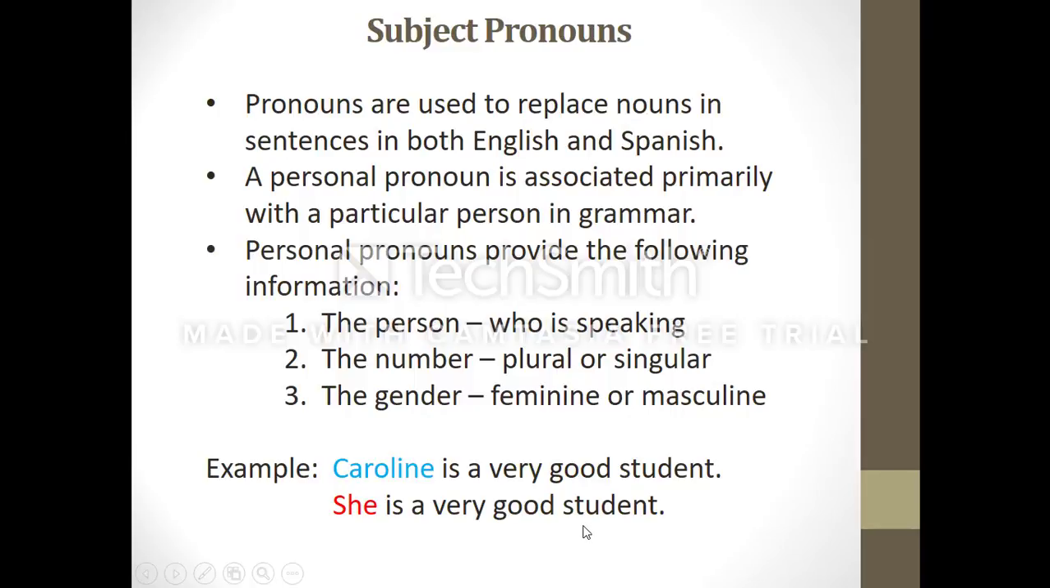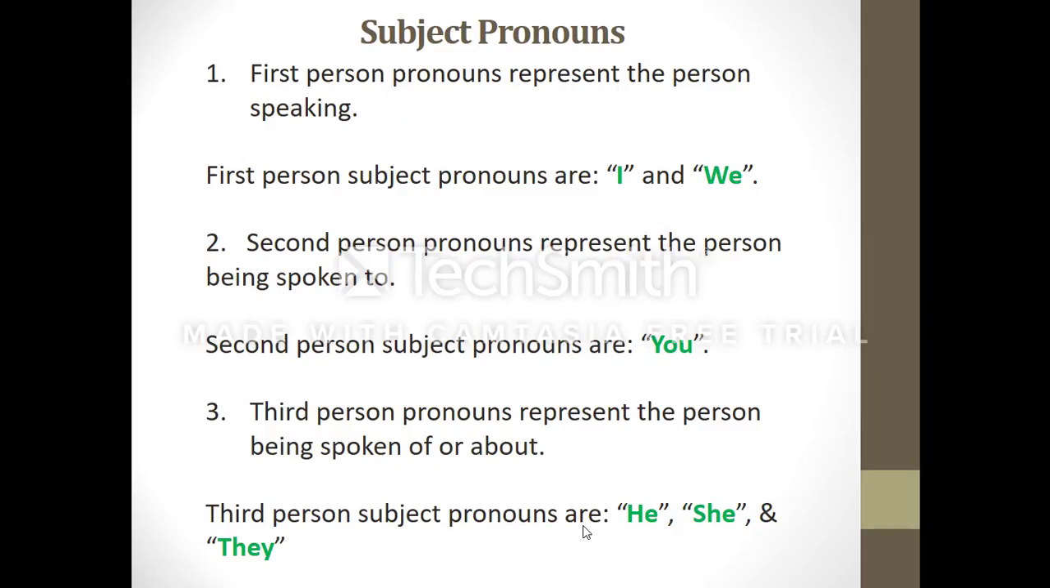So make sure you have your note guide out and ready to go. We're going to go ahead and fill out Part A, personal pronouns. You're going to write these English subject pronouns in the correct category according to the video. So if you want to go ahead and pause the video at this time, you're going to fill in first person, second person, and third person subject pronouns. Notice that they are highlighted in green for you.